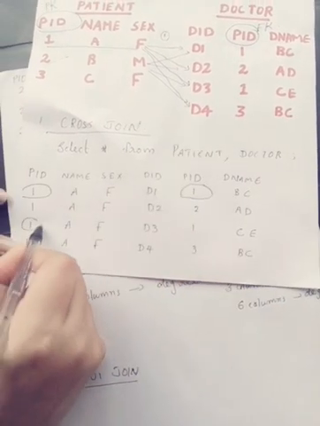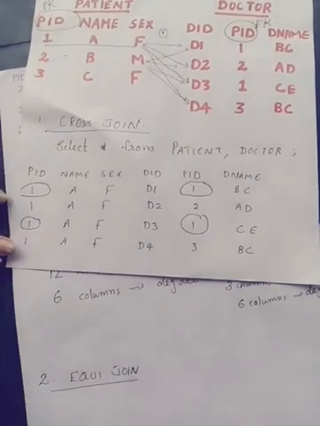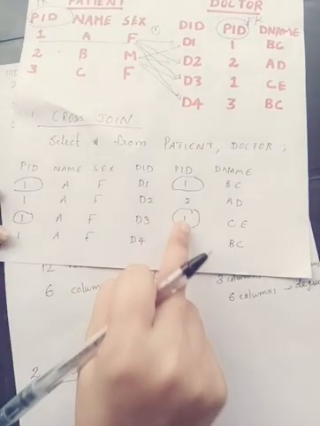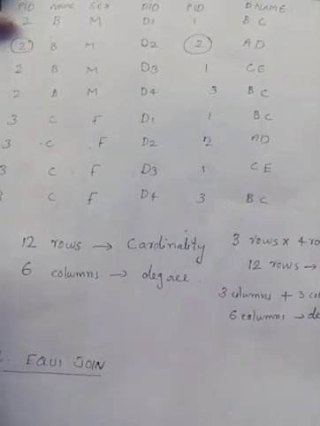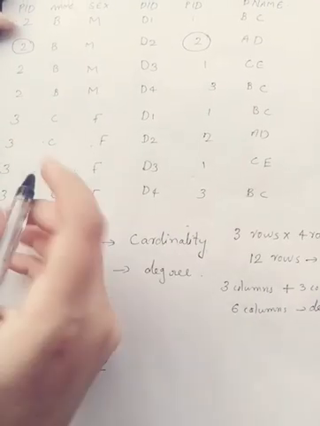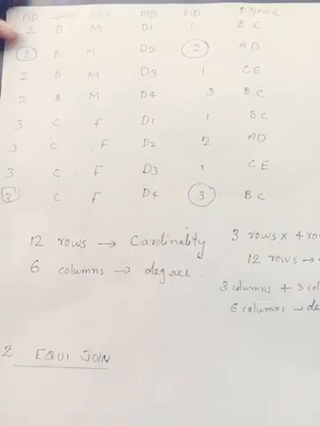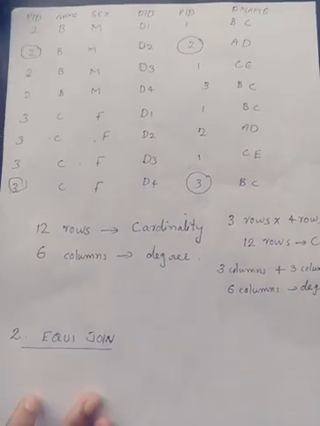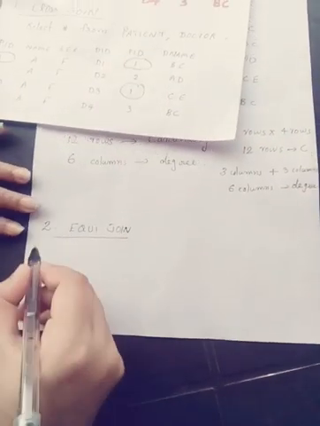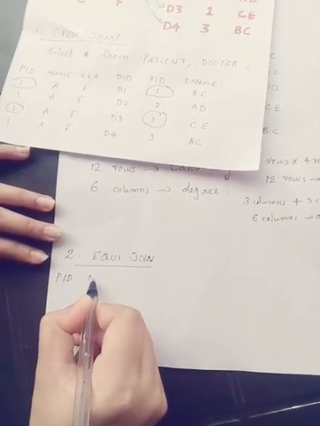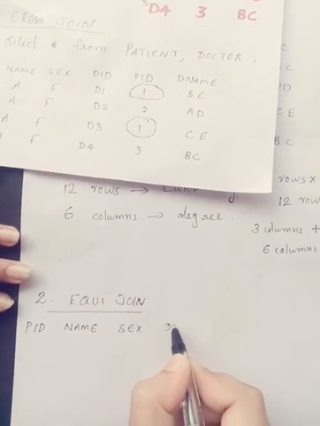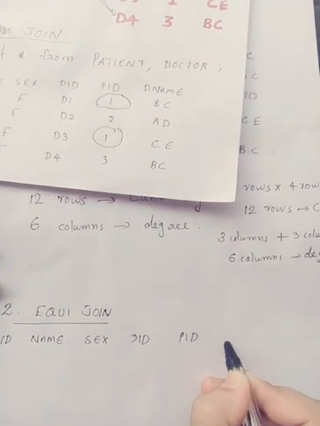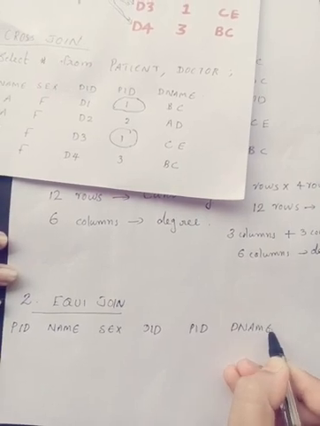Again this and this are the same, so this is also a result of equijoin. Then here this and these are the same. Again here these and these are the same. So in your equijoin result there are 4 rows. The columns are PID, name, sex, DID, PID, DName.